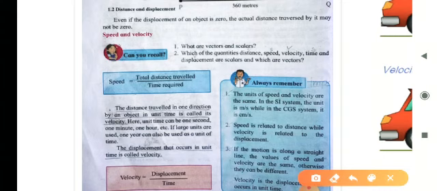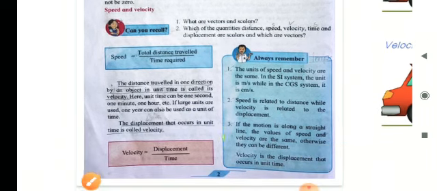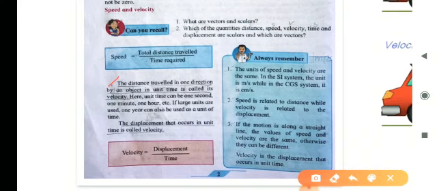Now let us continue with speed and velocity. Now the formula for calculating speed is total distance traveled upon time required. So here let's see the definition of velocity. The distance traveled in a particular direction by an object in unit time is called as velocity. You can mark it and you have to learn it. Here unit time can be 1 second, 1 minute, 1 hour, etc. If larger units are used, 1 year can also be used as a unit of time.